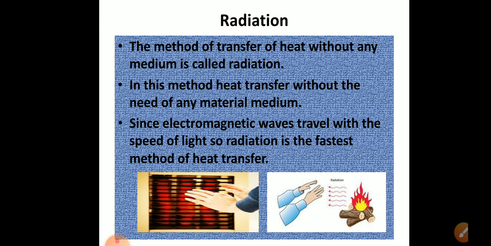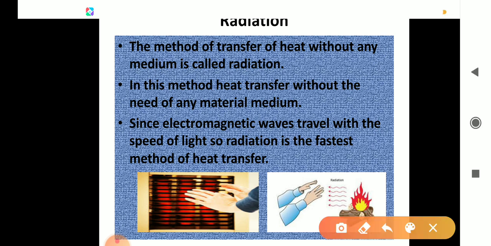In the first two methods, conduction and convection, a medium was required. It means both methods require a medium for the heat to flow. But radiation is the method in which there is no need of any medium. It means the heat is transferred without a material medium, and the heat travels in the form of electromagnetic waves, right? Heat travels in the form of electromagnetic waves.